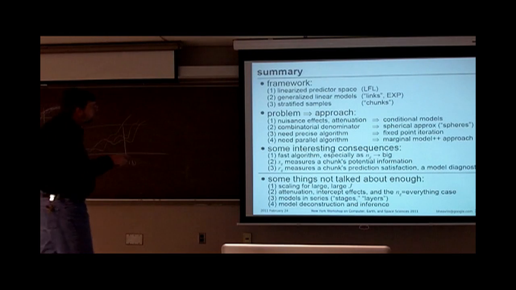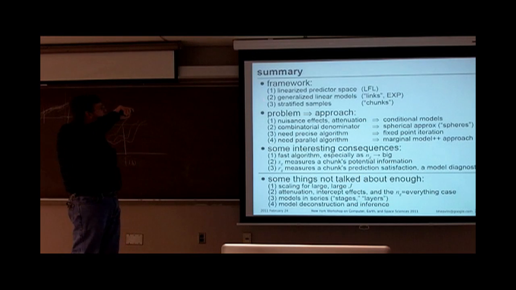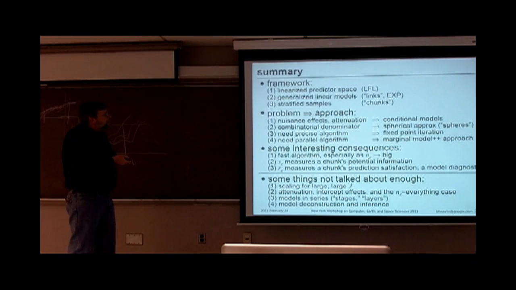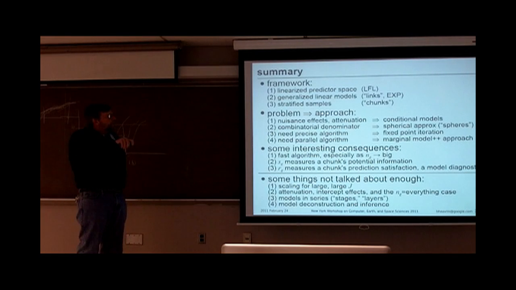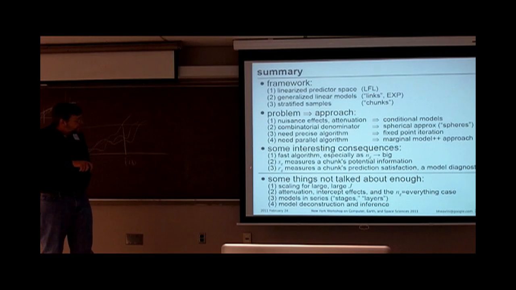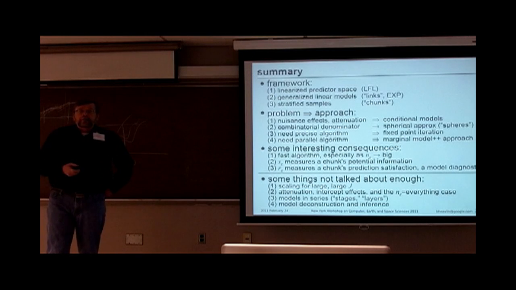So here's just a summary page. The basic framework is this linear predictor space, and then the so-called generalized linear models, and then the chunking stratified sample. So that's the general framework. Here's a list of problems that we're dealing with, mostly the nuisance effect from attenuation, but also the combinatorial denominator. We get this spherical approximation. And we get some algorithmic help here that works out pretty well. Here's some characterization of the algorithm itself and some things that maybe I could talk about more.